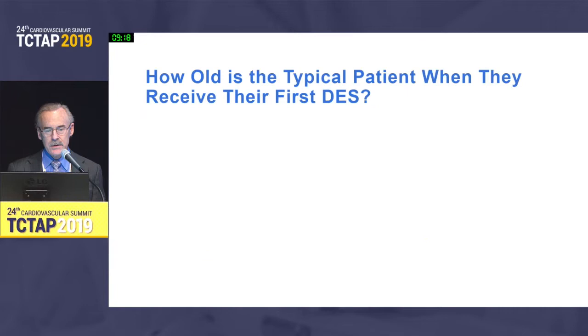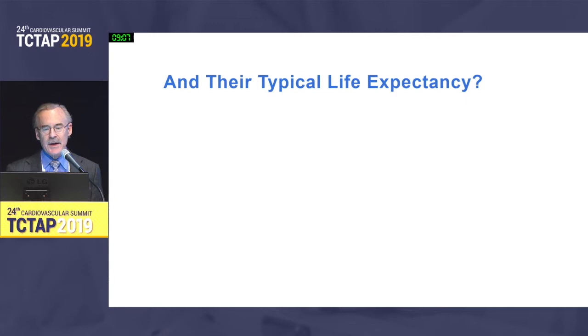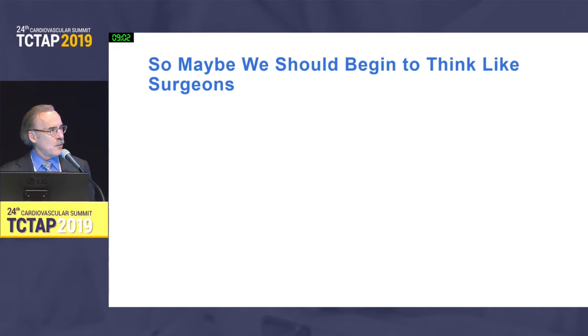And I'll start by trying to put a perspective on this. At least in the United States, the typical patient who receives a DES is 60 years old, and their life expectancy is about 15 years. So maybe we should be thinking a little bit more like surgeons.